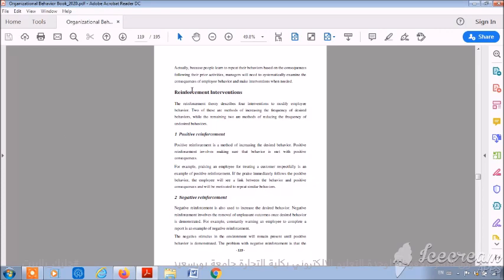Reinforcement interventions. The reinforcement theory describes 4 interventions to modify employee behavior. 2 of these are methods of increasing the frequency of desired behaviors, while the remaining 2 are methods of reducing the frequency of undesired behavior.